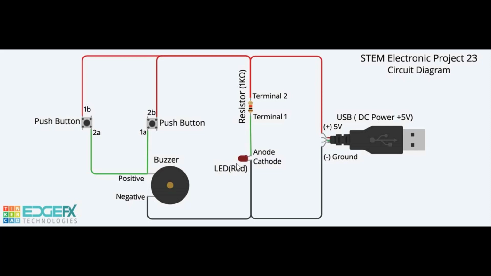When either of the push buttons is pressed, current flows from the positive 5-volt terminal of the USB through either of the push buttons, through the buzzer to ground, negative, completing the path 2 and forming a closed circuit, and the buzzer sounds. Also, when you press both the push buttons, the current flows through them simultaneously, then to the buzzer, so the buzzer sounds.